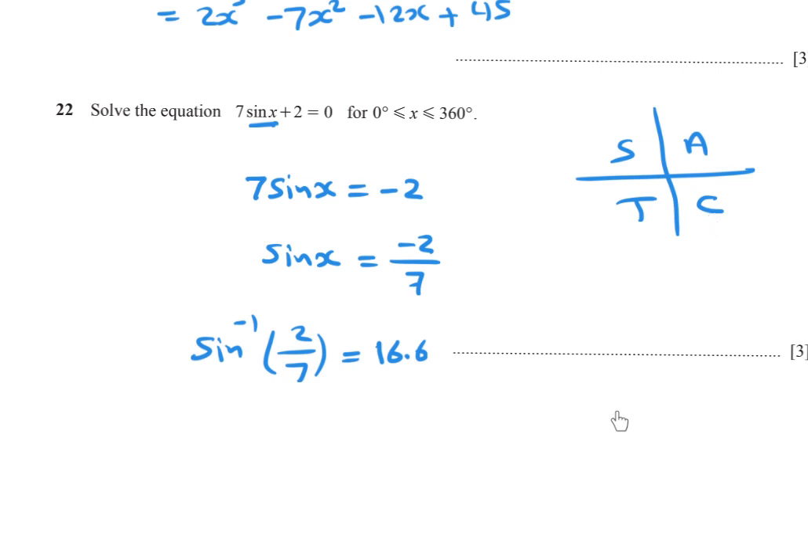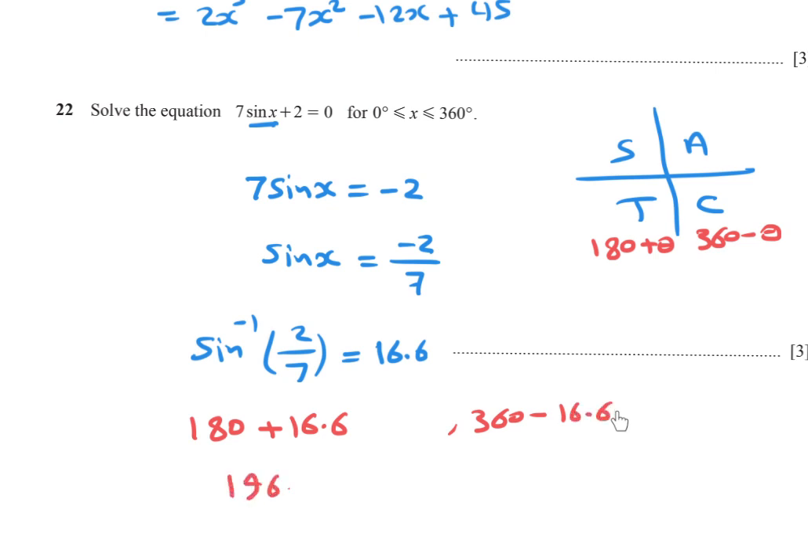In the third, this means 180 plus theta. In the fourth, 360 minus theta. And theta is the acute angle. So the two solutions, 180 plus 16.6 and 360 minus 16.6. So this is 196.6 and the other value is 343.4.